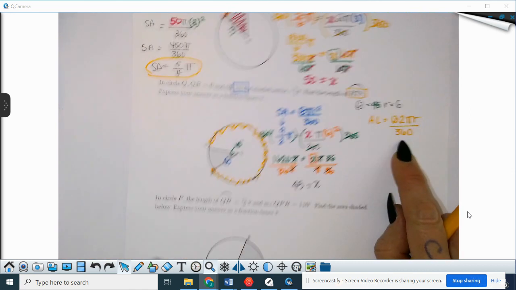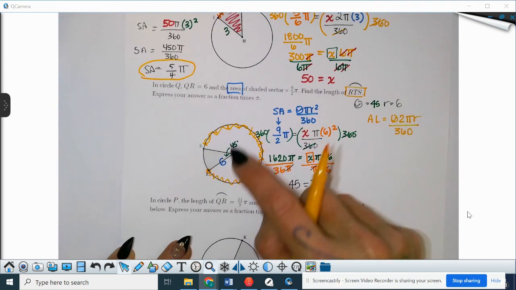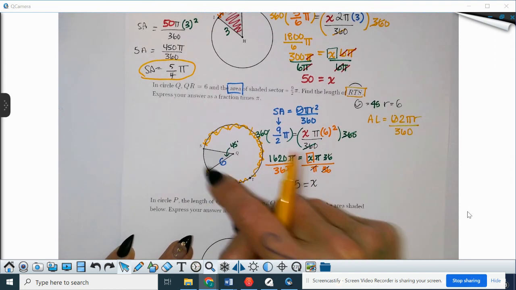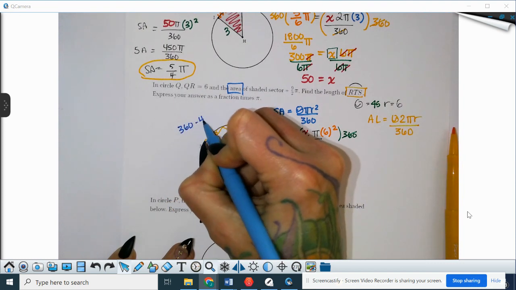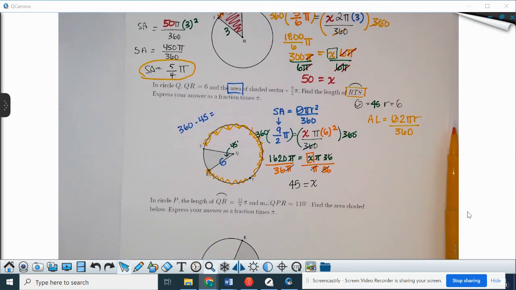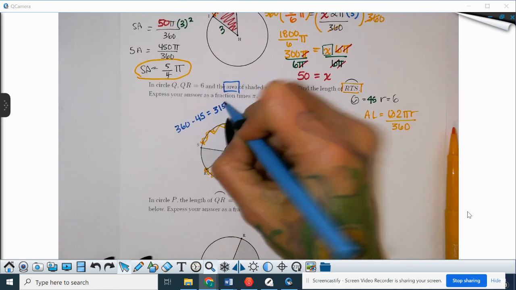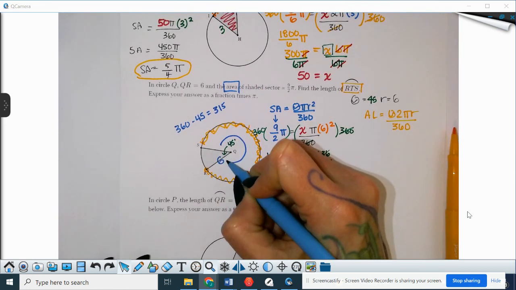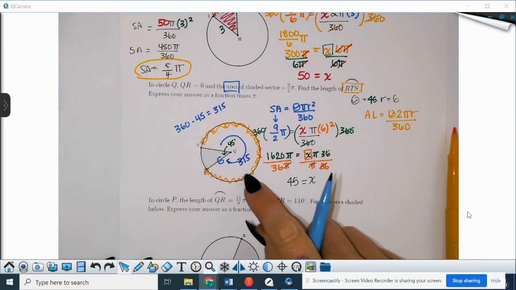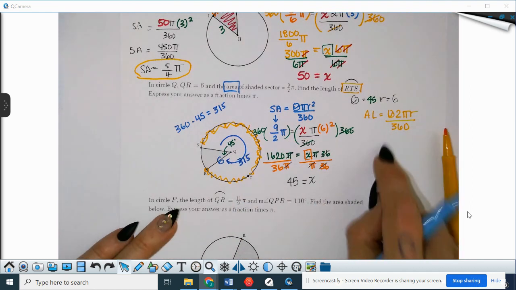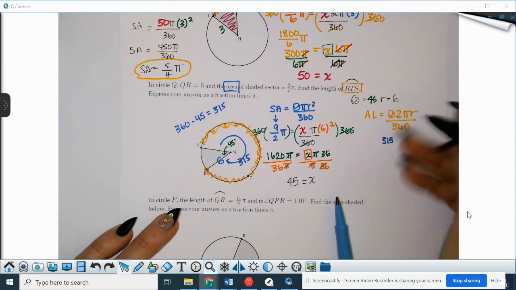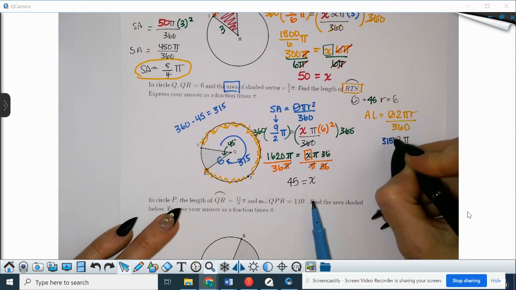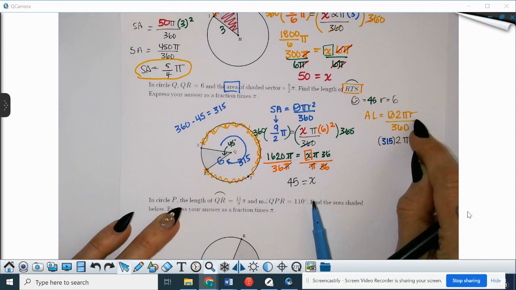Now we are going to use this side. So if I know this is 45, a full circle is 360. So if we use 45, this is 360 minus 45, and that's that other side, which is going to be 315. So this measure is 315, and we need the measure of the angle that we are solving for. So we're going to use 315 for our theta. We have 2. We have pi. Put in parentheses if you want. We have our radius, which was 6.